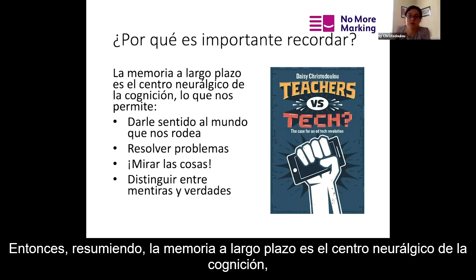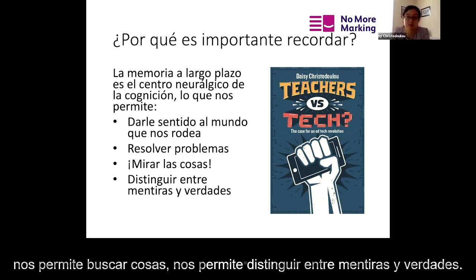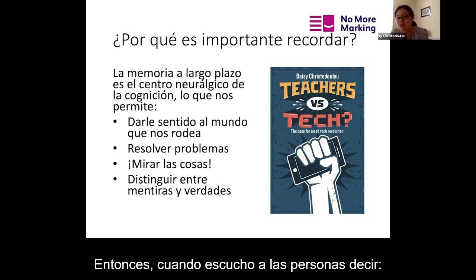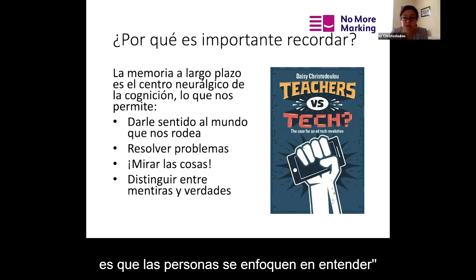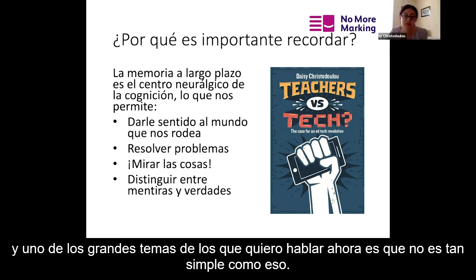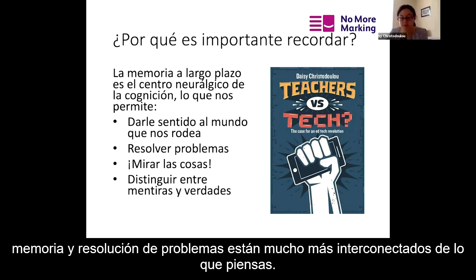So just summarising that, long-term memory is the powerhouse of cognition. It allows us to make sense of the world around us. It allows us to solve problems. It allows us to look things up. It allows us to distinguish between lies and truth. A lot of the time you'll hear people saying, oh, rather than memory, we need to get pupils to focus on understanding. And one of the big themes of what I want to talk about now is that it's not as simple as that. Memory and understanding, and memory and reasoning, memory and problem solving are far more interlinked than you think.